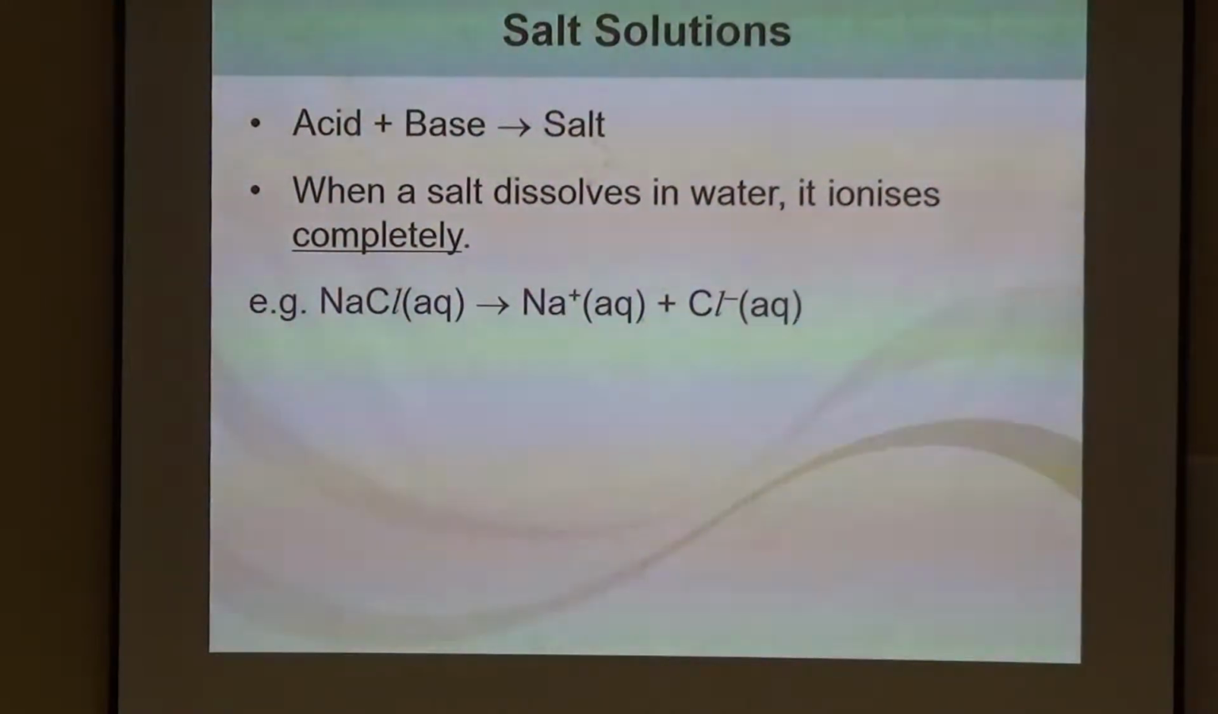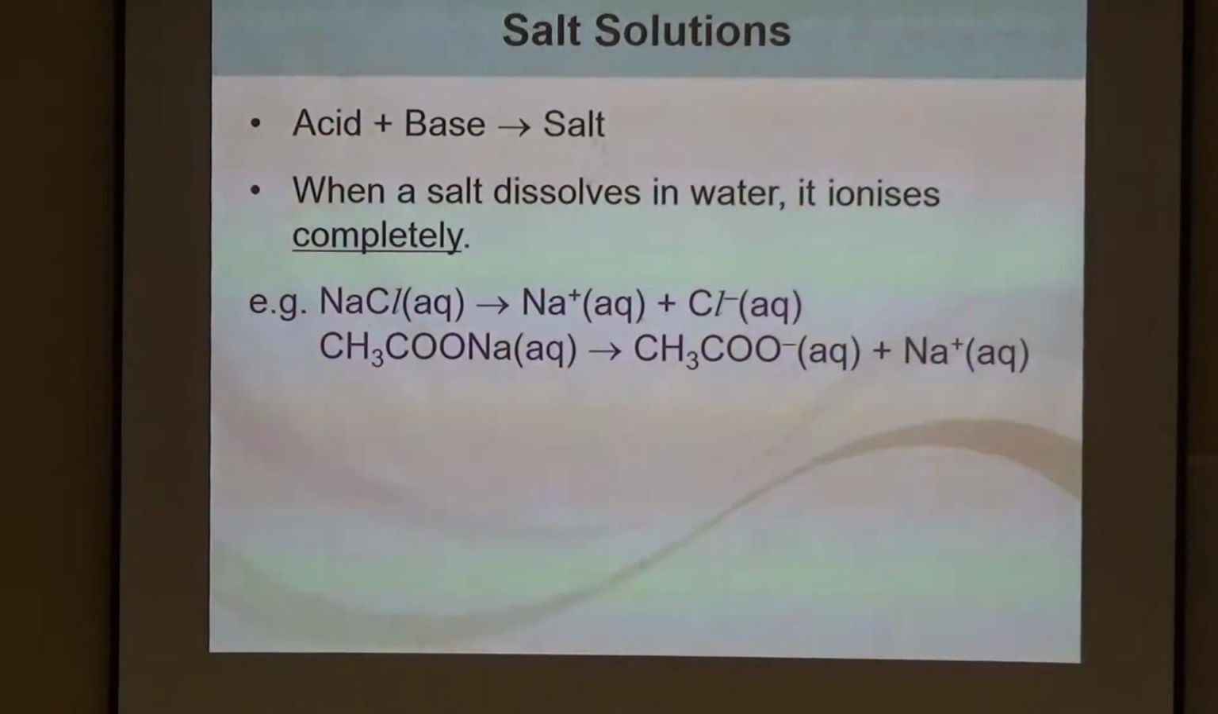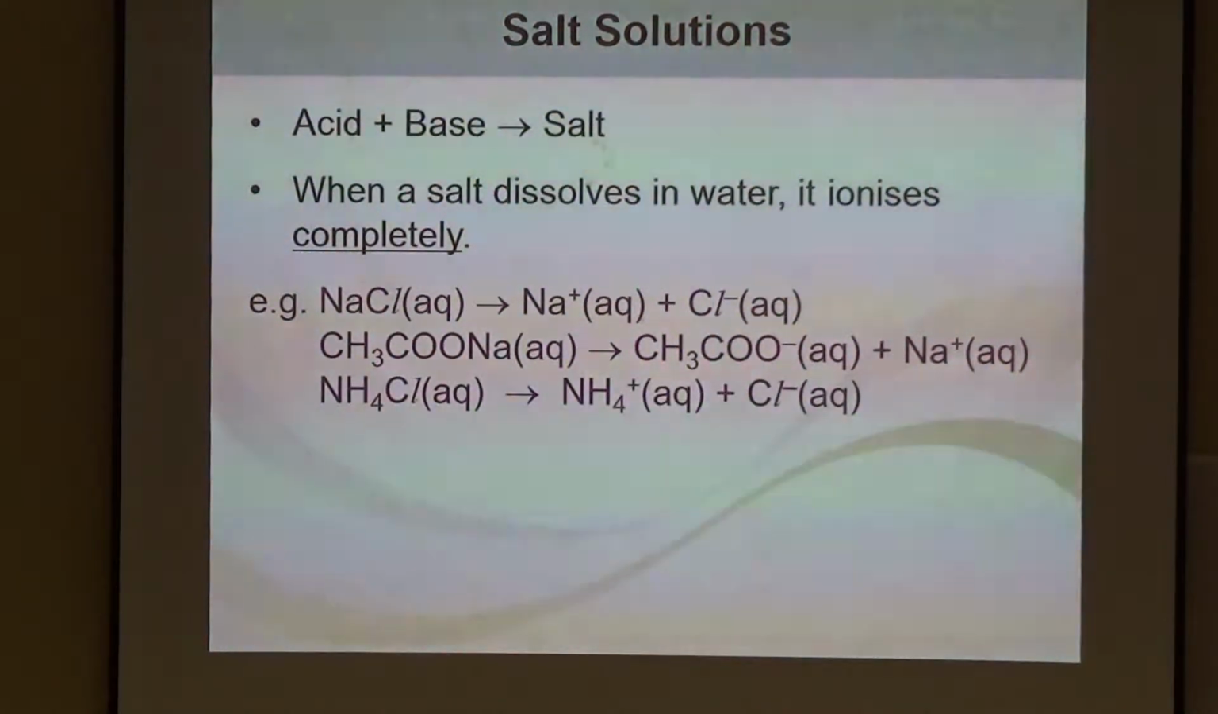So sodium chloride aqueous, when it dissolves, you get Na+ and Cl- aqueous. Sodium ethanoate, CH3COONa: you get CH3COO- plus Na+. So this also ionizes completely. Ammonium chloride: NH4+ and Cl-.